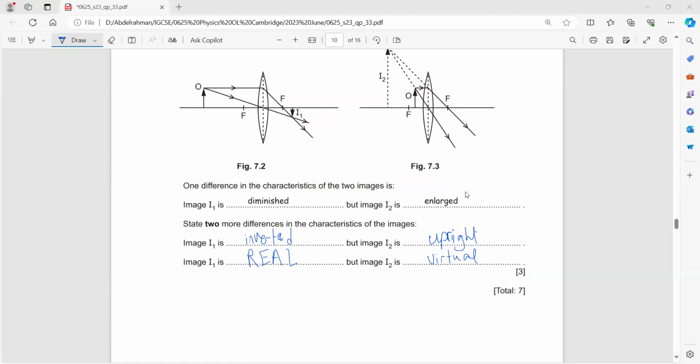Probably this is one of the new points that you need to memorize: any inverted image is called a real image. Whenever the image is upright and appears on the same side as the object, then this image is virtual.